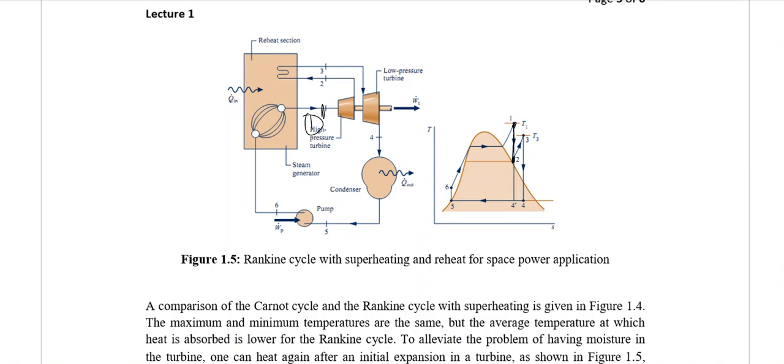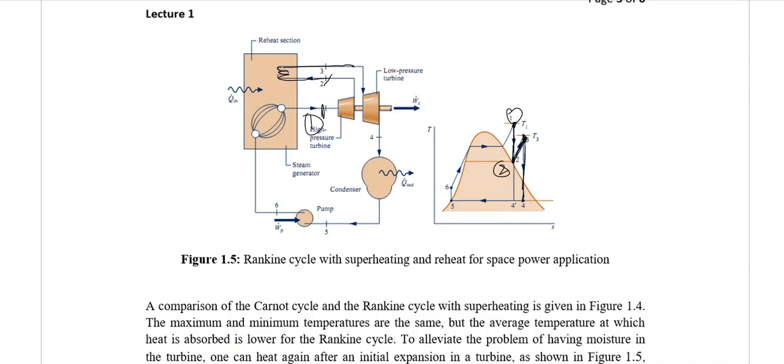So I'm not actually expanding fully to the condenser pressure, but to a lower pressure than the maximum pressure of the turbine. That means I'm expanding from state 1 to state 2 in the first stage of the turbine. Once I'm at state 2, I would reheat the steam again at the pressure which is at the exit of the first stage.